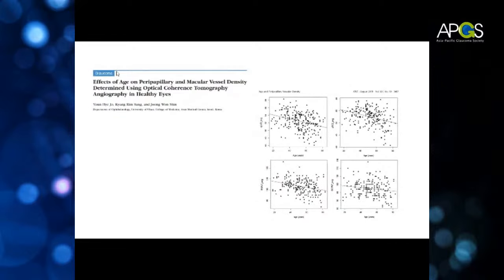We also evaluated the effect of age on global and sectoral vascular parameters of the peripapillary area and macular area in healthy eyes using OCT angiography, and found age substantially affected vessel density in most of the peripapillary sectors and macular areas, like RNFL thickness.